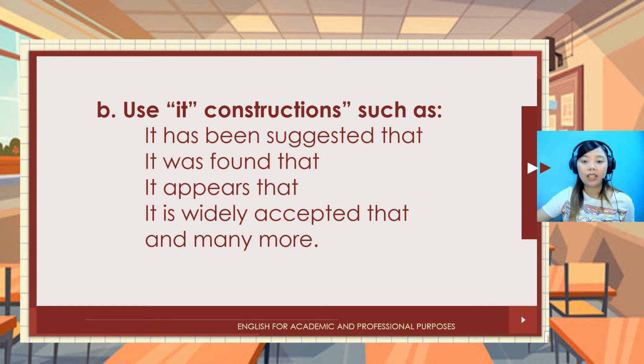Another thing is to use "it" constructions, such as "it has been suggested that," "it was found out that," "it appears that," "it is widely accepted that." So, to observe objectivity, you can actually use the word "it": it constructions, or it sentences.